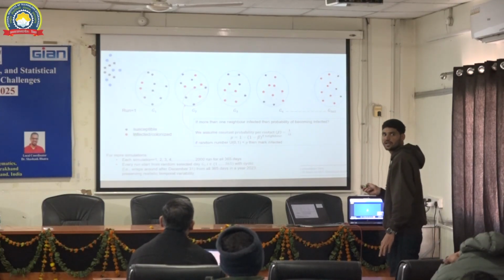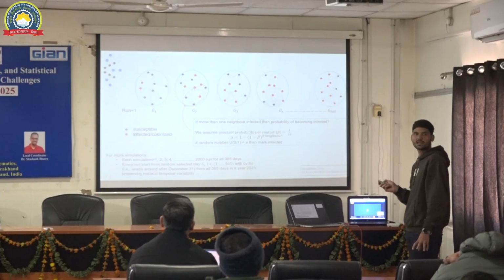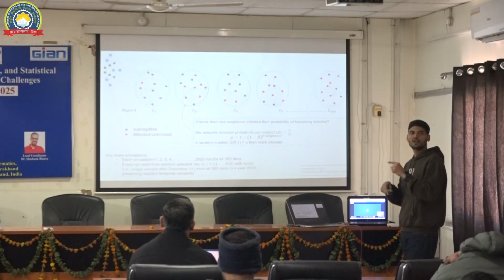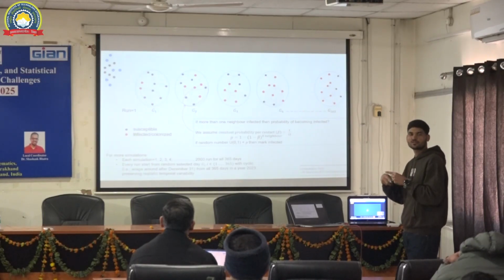So is everyone clear how I define the probability of getting infection? I am just talking about simulation one. It's stochastic, so I will run another simulation.